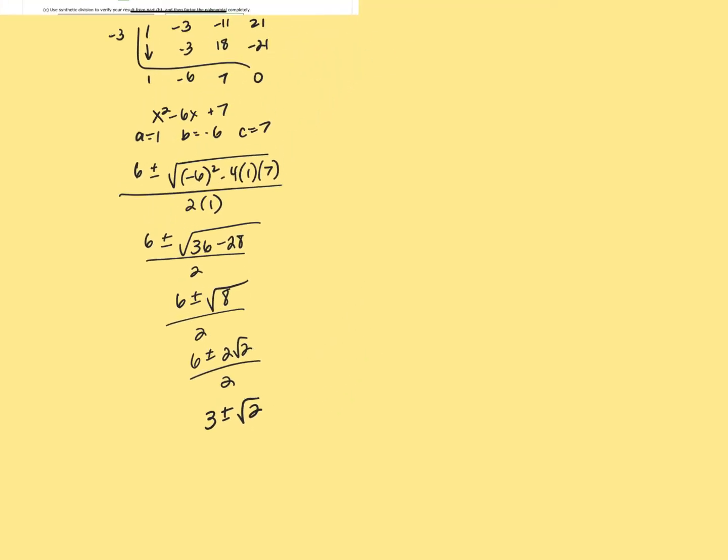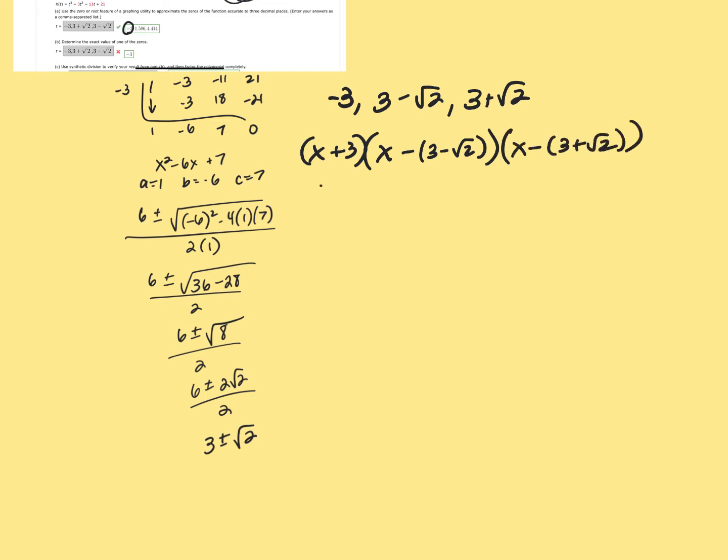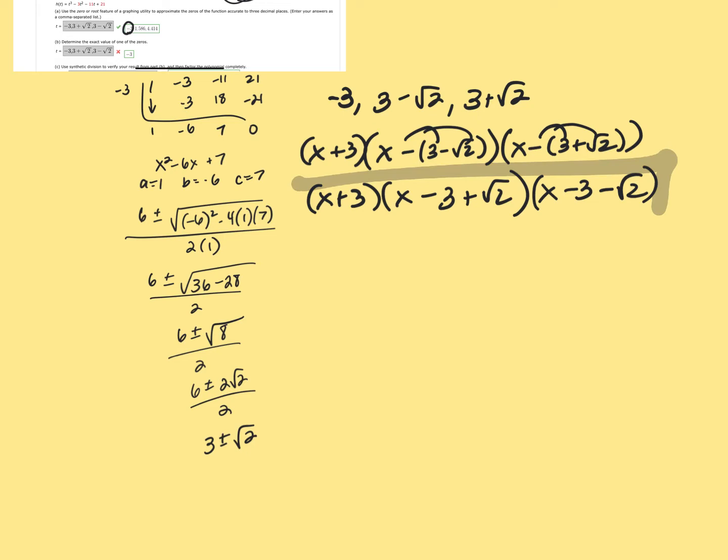So in addition to the one you got from the graph, which is negative 3, your other roots are 3 minus root 2 and 3 plus root 2. Now this one's tricky to write out with the x minus because the minus has to get distributed to both. So it becomes x minus a negative 3, that's x plus 3, but then it becomes x minus 3 minus root 2 and x minus 3 plus root 2. This stays the same, but this gets distributed to both. So x minus 3 plus root 2 and x, this goes to both, minus 3 minus root 2. That would be in its complete factored form.